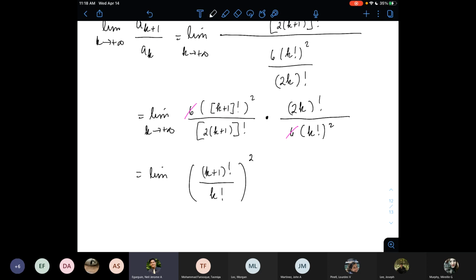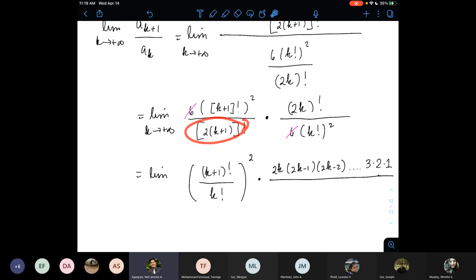And then I'll have a 2k factorial. What does 2k factorial mean? It means that I will multiply all numbers from 1 through 2k. So it's going to be 2k times 2k minus 1 times 2k minus 2, all the way down to 3 times 2 times 1, right? That's what 2k factorial means. We take the product from 1 all the way up to 2k. Just expand it out so that you see exactly what happens.